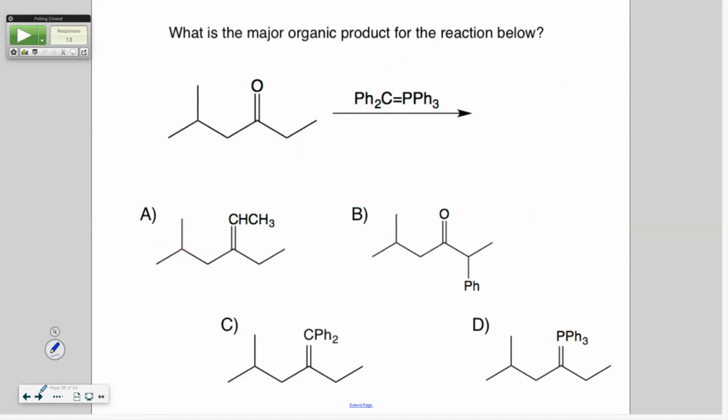So what is the major organic product for the reaction below? What do you think you're going to get? Practice for the test.